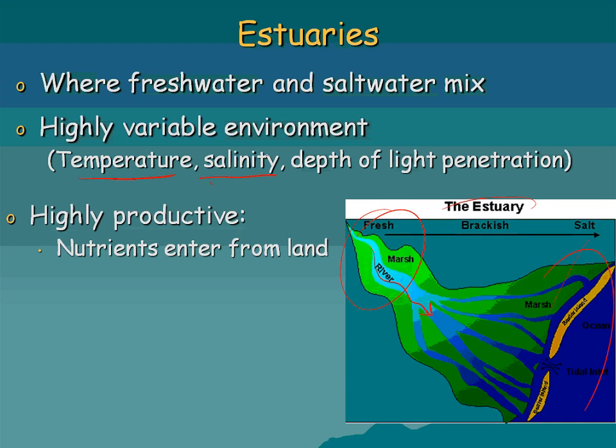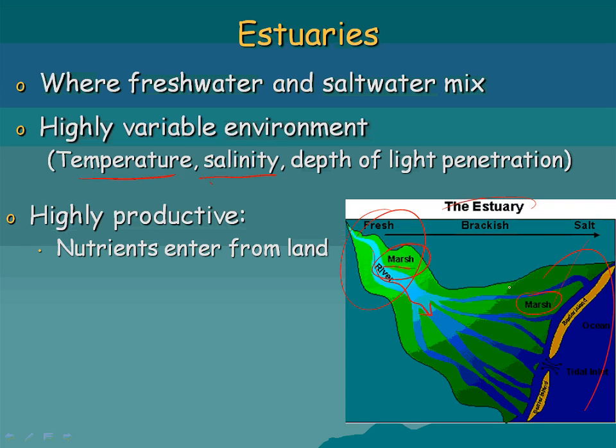Okay, so these areas are very, very productive, and you can see here's a marsh. So a marsh is a type of estuary. You can have a marsh up here too. Basically, the definition of marsh being that it's an area where fresh water is covering it. So it can both be in a freshwater habitat or an estuary habitat.